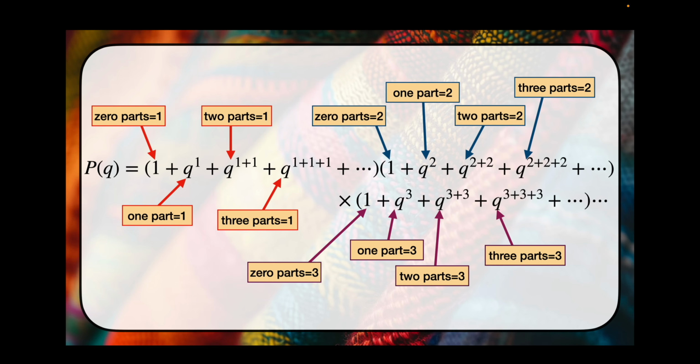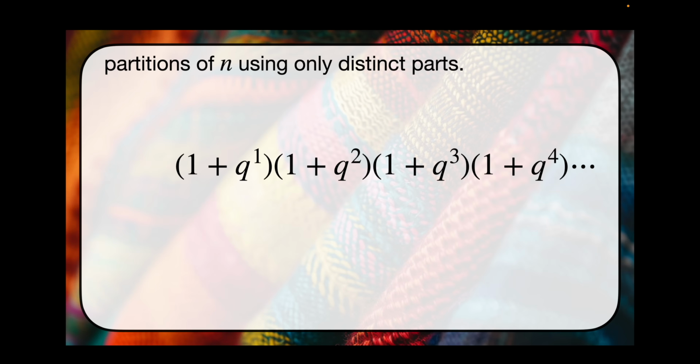But notice that these are all infinite sums. So in the unrestricted partitions, we're allowed to use as many parts as we'd like of each type. So that's why we've got this infinite product of infinite sums. Now we can pretty easily start adding restrictions as follows. So let's first look at partitions of n using only distinct parts.